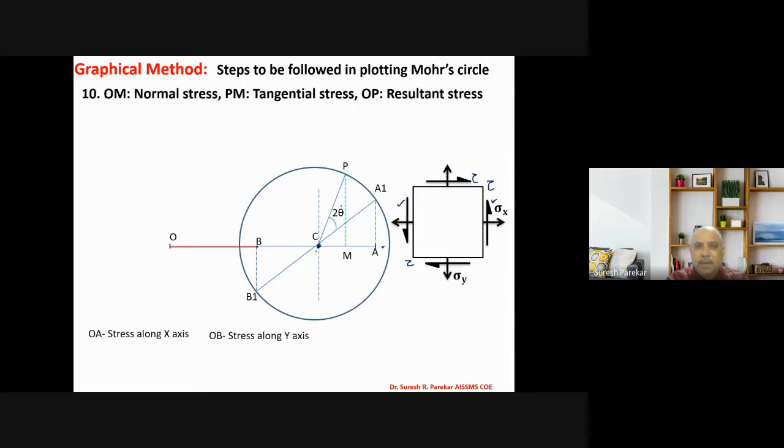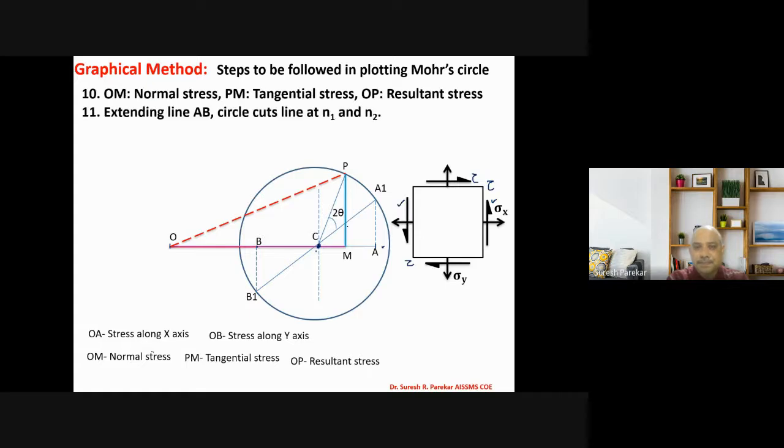Then we will measure OM. So OM we have, that is normal stress. We will measure it and then we will multiply it by scale. That will give me magnitude of normal stress. Then I will measure PM. So measuring PM, multiplying it by scale, we are going to get tangential stress. And then we will measure OP, and multiplying OP by scale, we will get resultant stress.